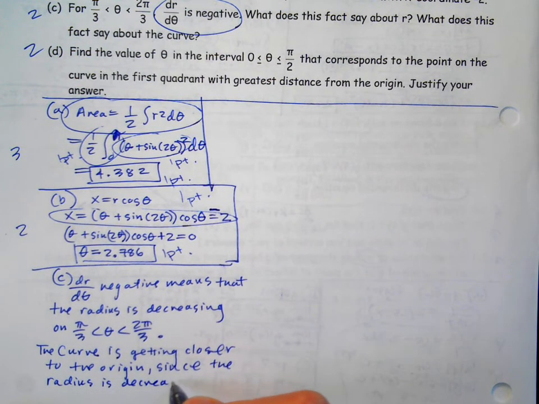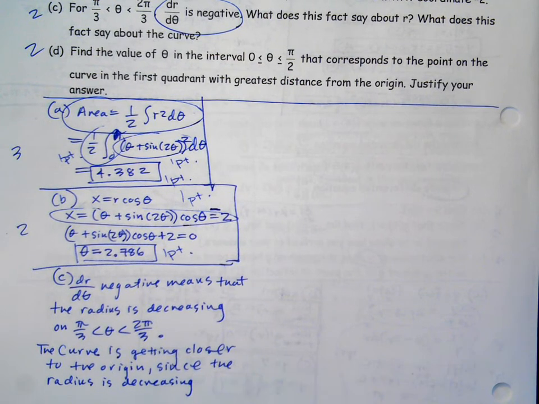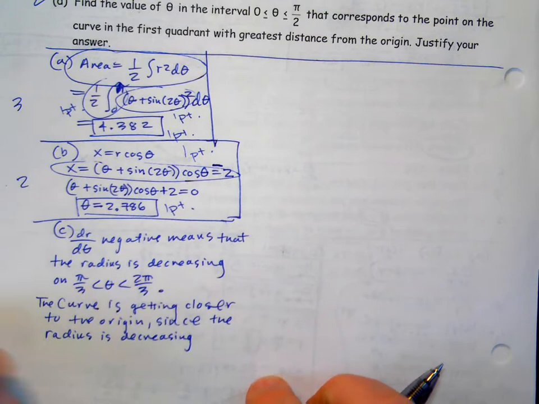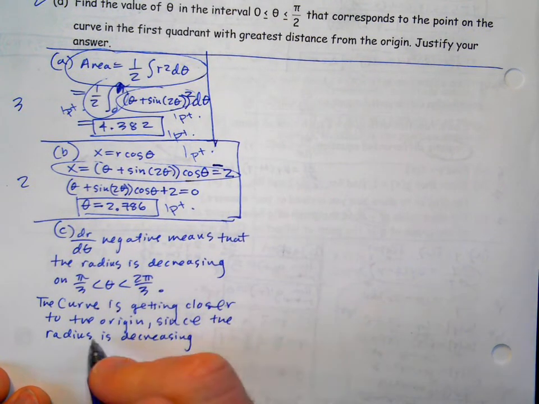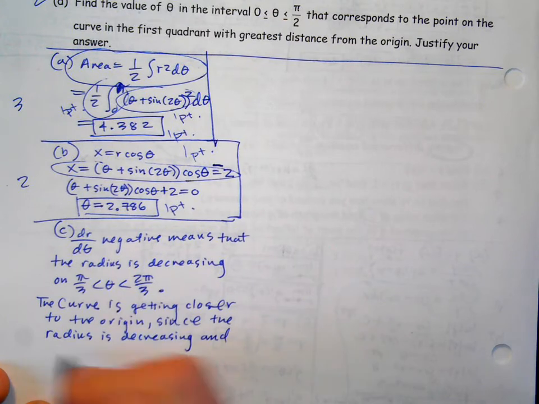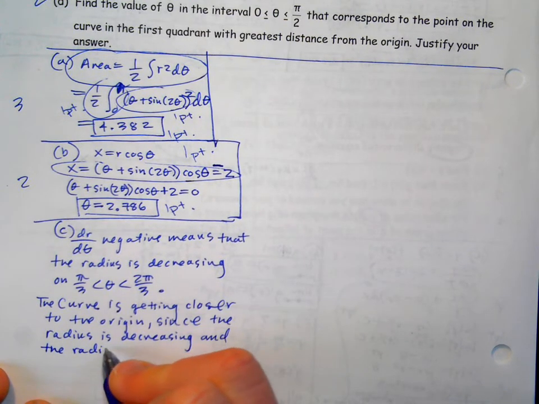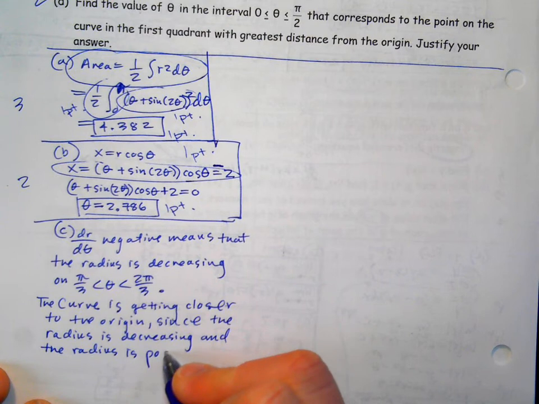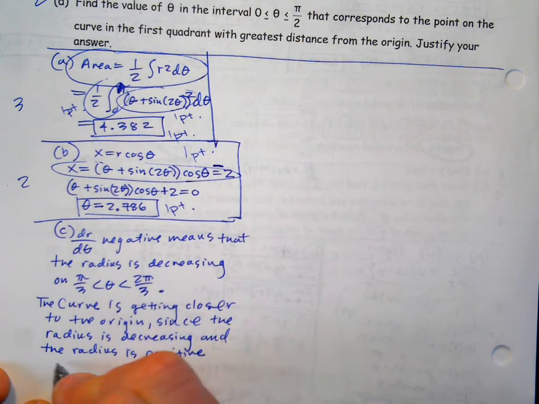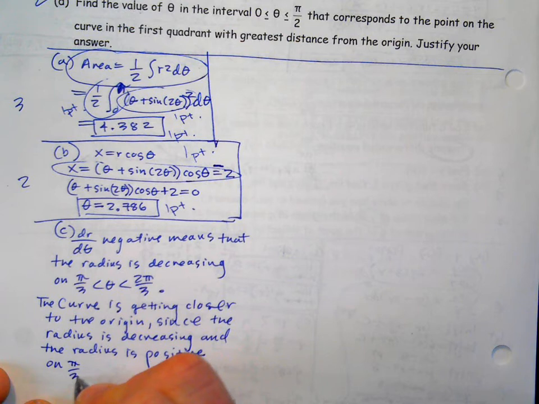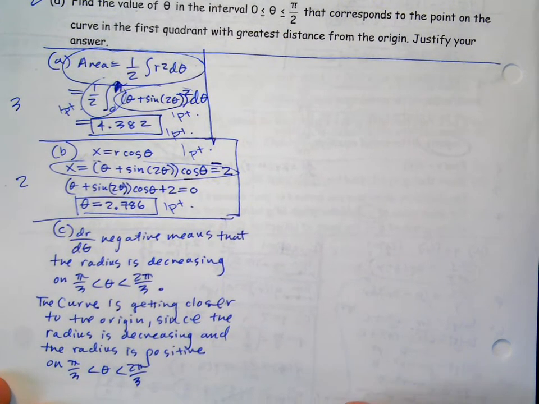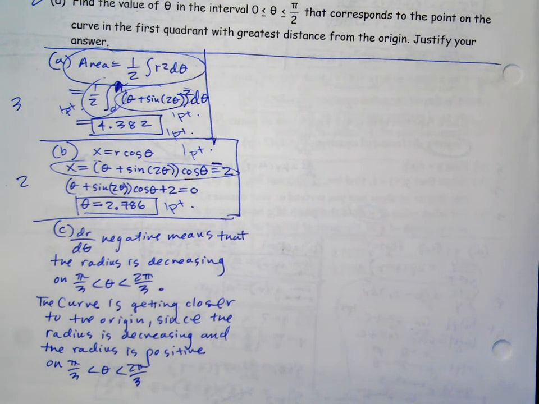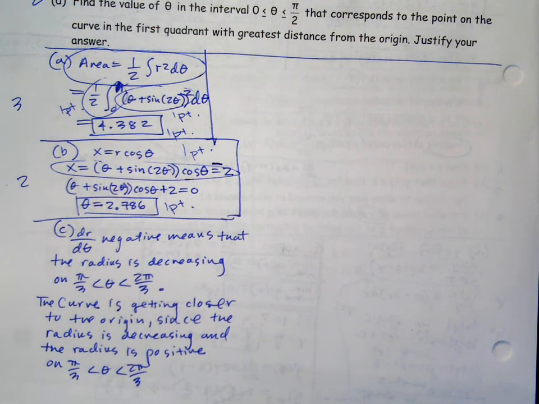If the radius is negative and it's decreasing, then it actually means it's getting further from the origin. The fact that the radius is positive and it's decreasing means it's getting closer to 0. So it's not just dr d theta being negative that means it's getting close to the origin, because if the radius were negative at the same time, it would actually be getting further from the origin. If you had a negative radius and a positive dr d theta, it'd be getting closer to the origin.